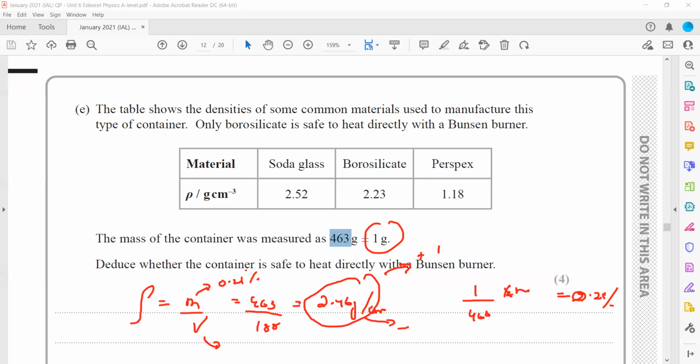So we'll check the upper and the lower limit, the upper values and the lower values. Because we want to determine which material this is, we want to compare the density. So for the 2.46 we get, we'll check the upper and the lower limit of 2.46, and then we'll compare which one it matches with. So that will be the material from which this container is made. Is it clear?